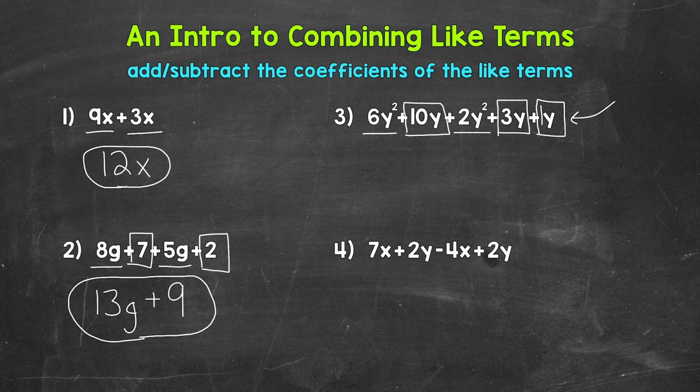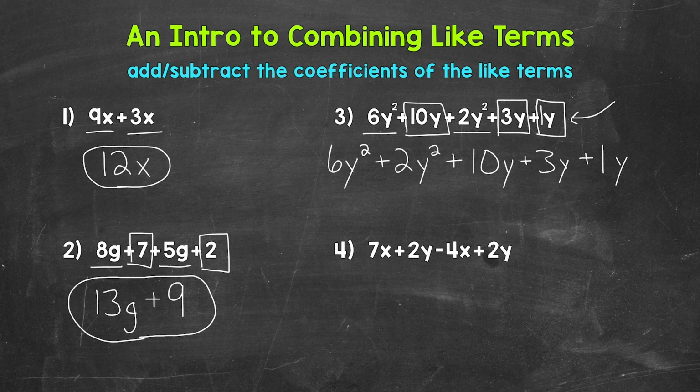Now, since this algebraic expression has 5 terms and we are working our way up to more complicated algebraic expressions, we're going to use a strategy to help us organize the expression before we combine like terms. We are going to rearrange and rewrite the expression and put the like terms next to each other. I'll start with 6y squared plus the like term of 2y squared, plus, now we have the y terms, so 10y, plus 3y, plus 1y. So now all of the like terms are next to each other, and it's a little easier to see what we can combine.